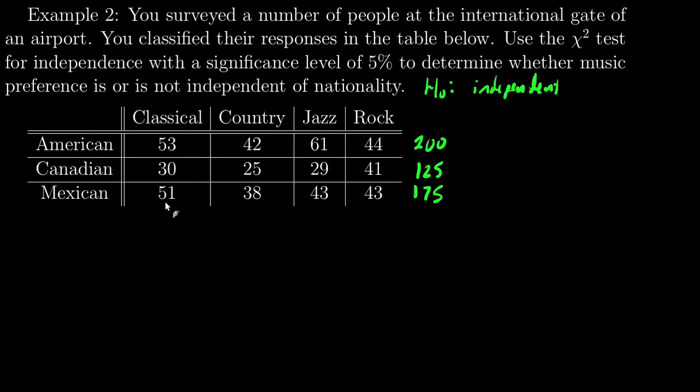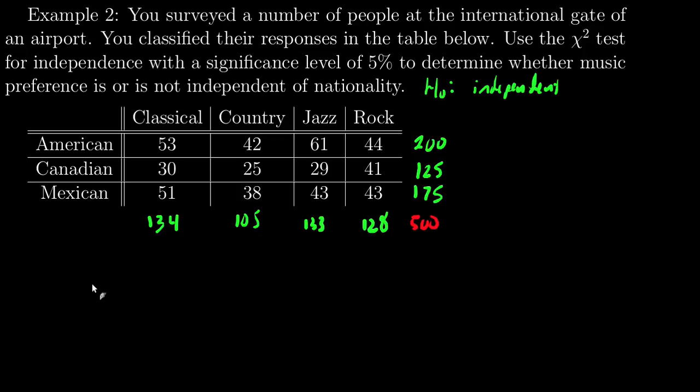And finding the column sums. 53 plus 30 plus 51 is 134. 42 plus 25 plus 38 is 105. 61 plus 29 plus 43 is 133. And 44 plus 41 plus 43 is 128. I also need to find the total, so I add up all of these, and they both would give me 500. Okay, now in here I'm going to go a little bit faster.